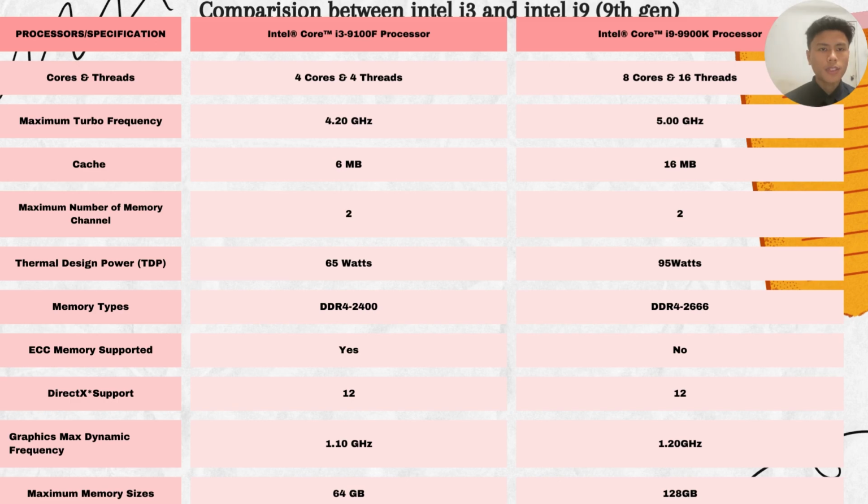DirectX support for i3 is 12, also 12 for i9. Graphics dynamic frequency for i3 is 1.1 GHz and for i9 is 1.2 GHz. And the last one is maximum memory size: for i3 it is 64 GB and for i9 it is 128 GB.